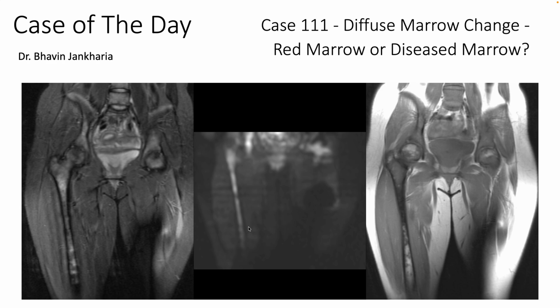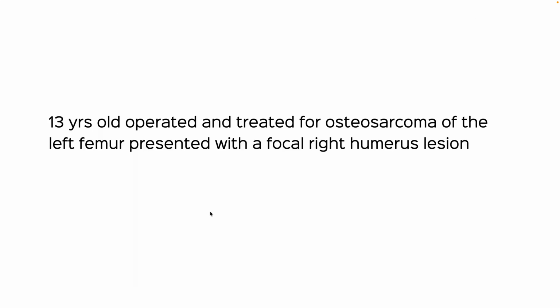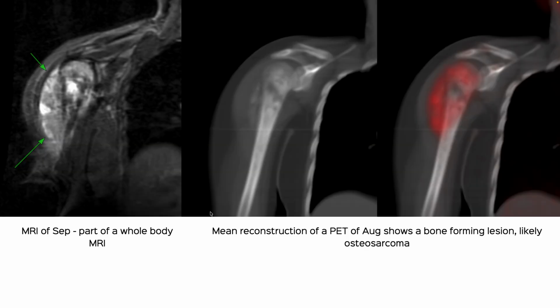Today is the 111th case. Diffuse marrow change. Is this red marrow or diseased marrow? So, we're looking at the second case of this week. And look at these images and see if you can figure out whether this is normal red marrow proliferation or diseased marrow. 13-year-old operated and treated for osteosarcoma of the left femur, presented with a focal right humerus lesion.